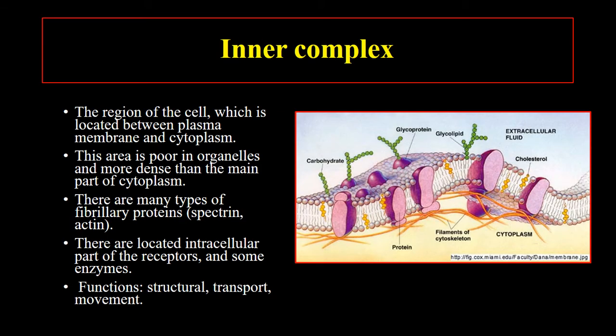The inner complex of the cell is the region which is located between the plasma membrane and the cytoplasm. This area is poor in organelles and more dense than the main part of the cytoplasm. There are many types of fibrillar proteins, for example spectrin and actin. They are located at the intracellular part of the receptors and some enzymes. The main functions are structural, transport, and movement.